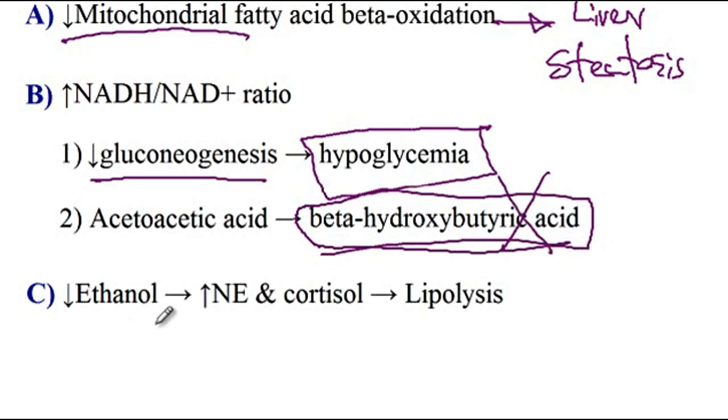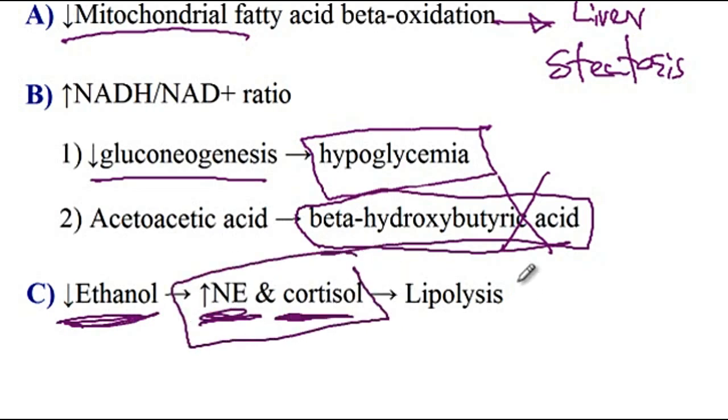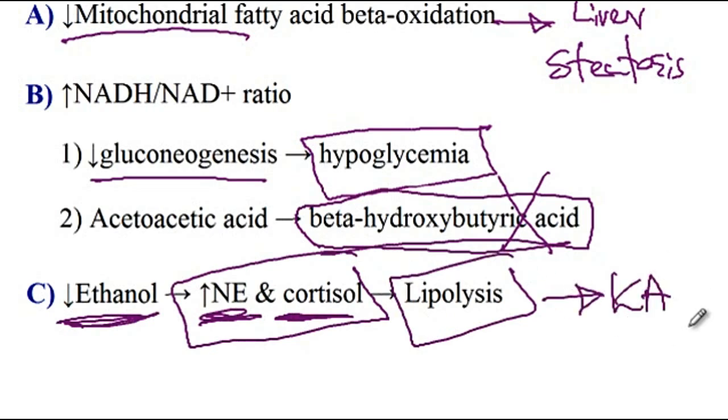And then lastly, I would like to discuss why these patients develop ketoacidosis. While patients are drinking alcohol, they can develop some form of ketoacidosis, but when they withdraw, that's the time that ketoacidosis gets worse. And it's due to the decrease in the level of ethanol, which causes an increase in norepinephrine and cortisol. And so these hormones increase lipolysis, as a consequence of which they can exacerbate the ketoacidosis. And that concludes our discussion.